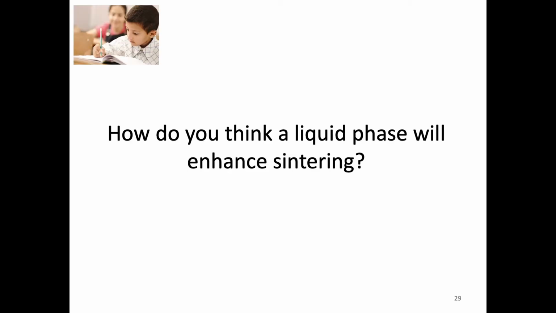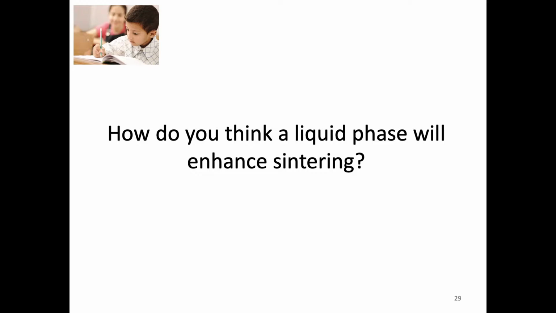Okay. So before we get going into this, I want to ask a simple question: how do you think this liquid phase is useful for enhancing sintering? Obviously, if there is a whole topic on liquid phase sintering, then this is going to be a topic that's important and useful, and there are some benefits to it. So see if you can come up with what this will do and how it will enhance sintering. Pause the video, come back when you've come up with an idea of what you think this will do.